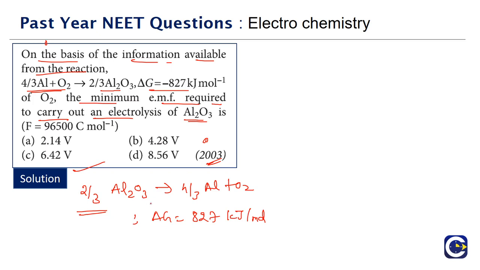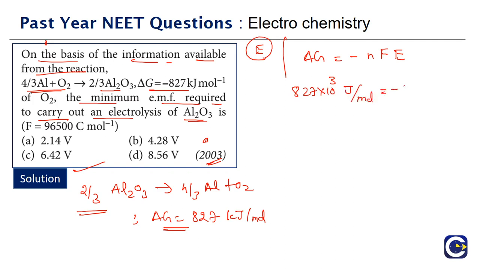See, if you look at this equation, del G is there. We can find the E value. So how do you find the E value? We know that for any equation, del G will be equal to minus n F E. And here the value of del G is 827 kilojoule per mole, means 827 into 10 power 3 joule per mole. Okay, that is equal to minus n.